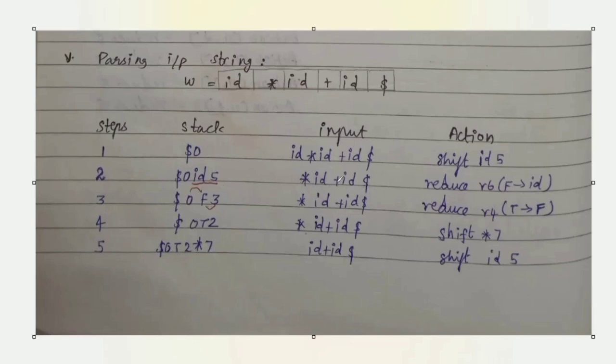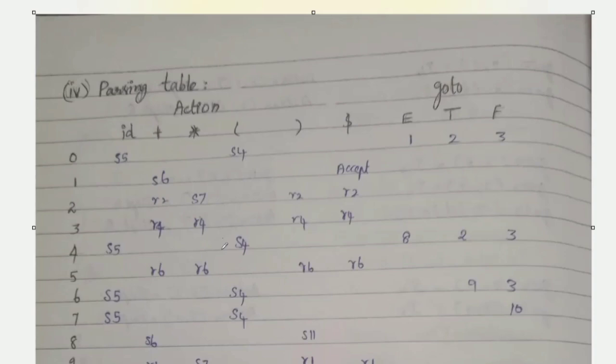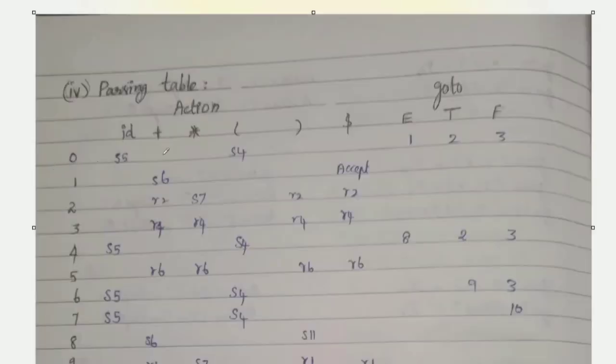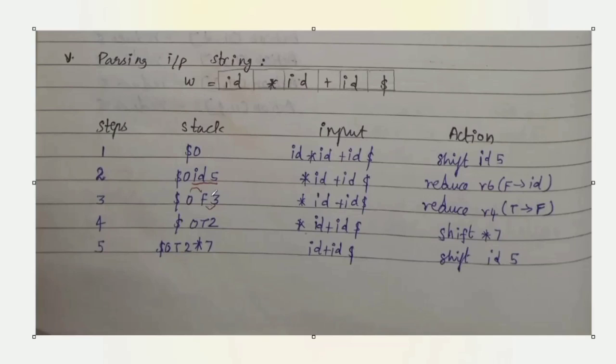Compare 5 star. In the given parsing table, 5 star is reduce 6. Write reduce 6, and reduce 6 is the production F tends to ID. Here you write F tends to ID. In the stack, ID 5 is reduced to capital F, so you will get $0 F. You cannot compare F star; we need a number. Using the number only, we compare the input symbol. Then compare 0 F. See the table: 0 capital F is 3. Write 3 here. Then compare 3 star.